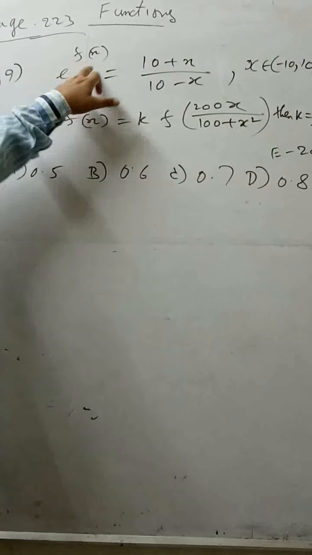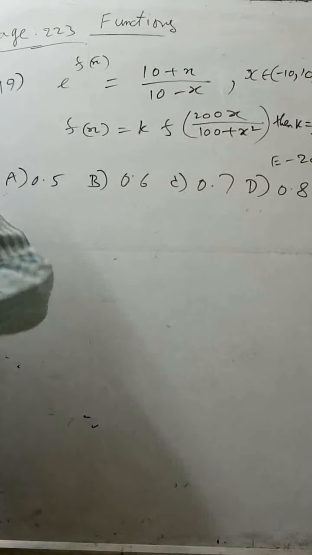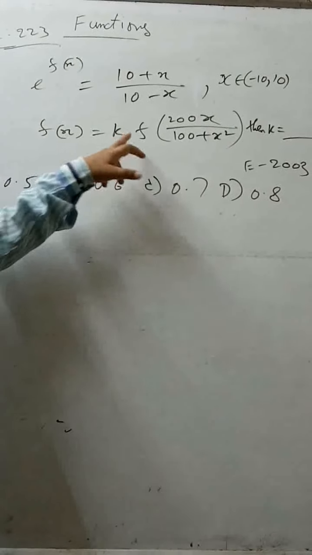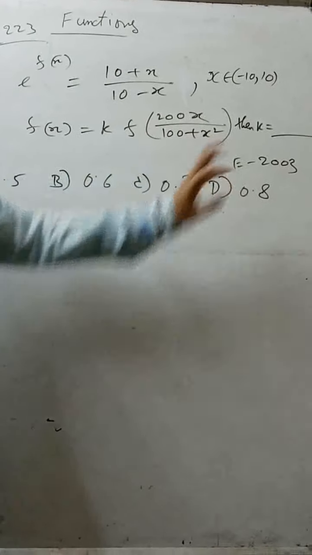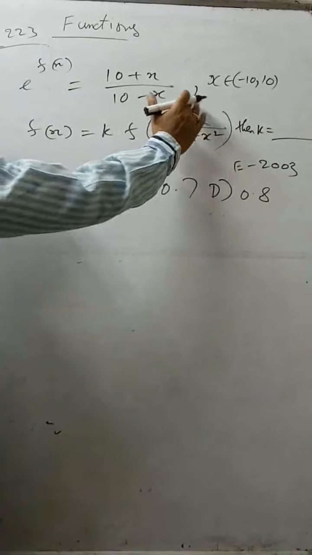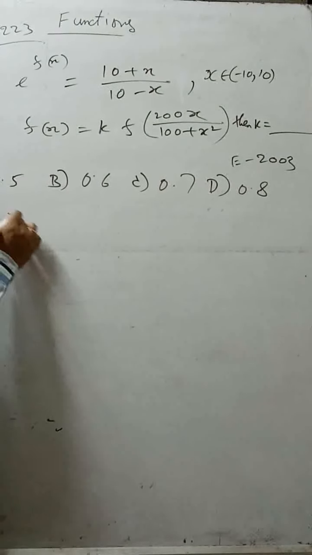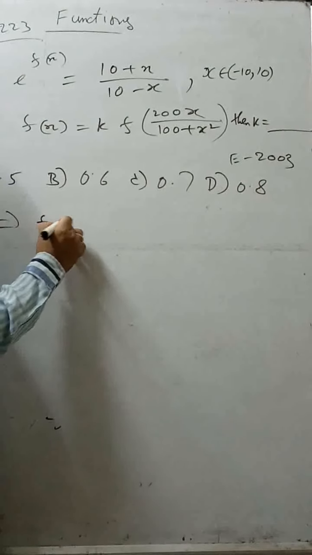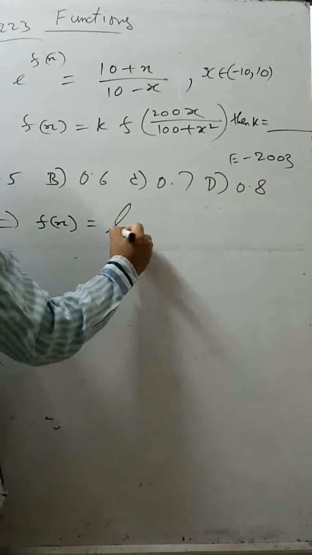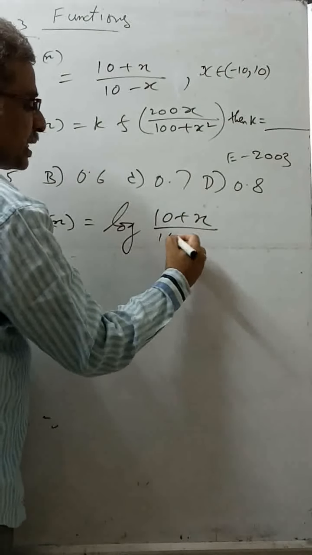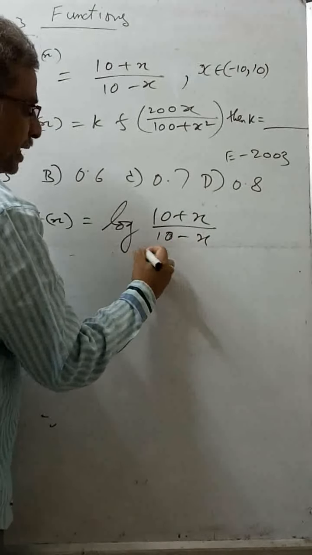e power f of x equal to 10 plus x by 10 minus x for every x belongs to minus 10 to plus 10, and f of x equal to k into f of 200x by 100 plus x square. Then k equal to is asked. It is given that f of x equal to k into f of this. I will find f of this first, because I know f of x. So from the given function, if I apply log, f of x is equal to log of 10 plus x by 10 minus x, base e.